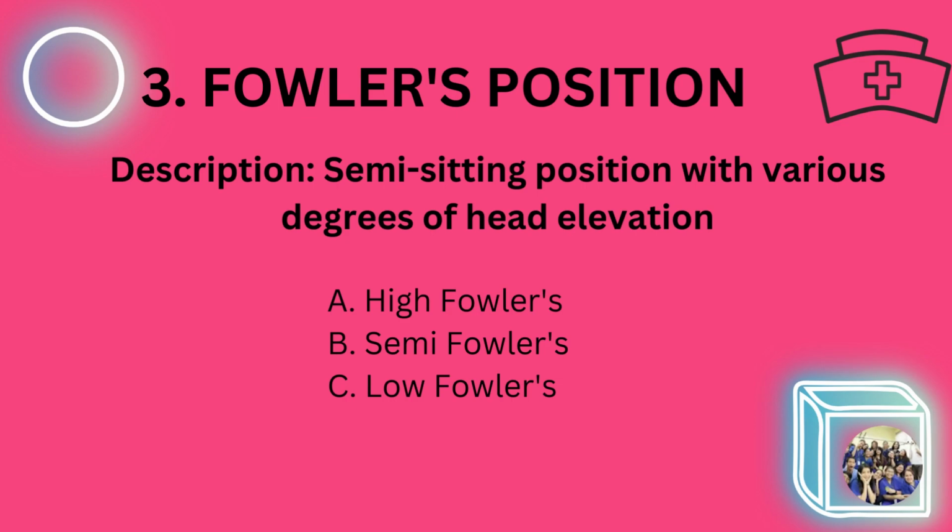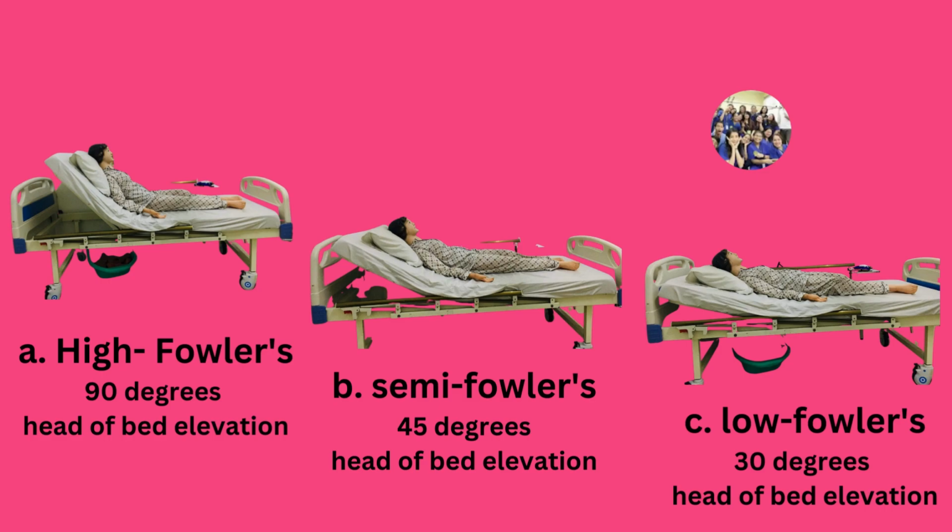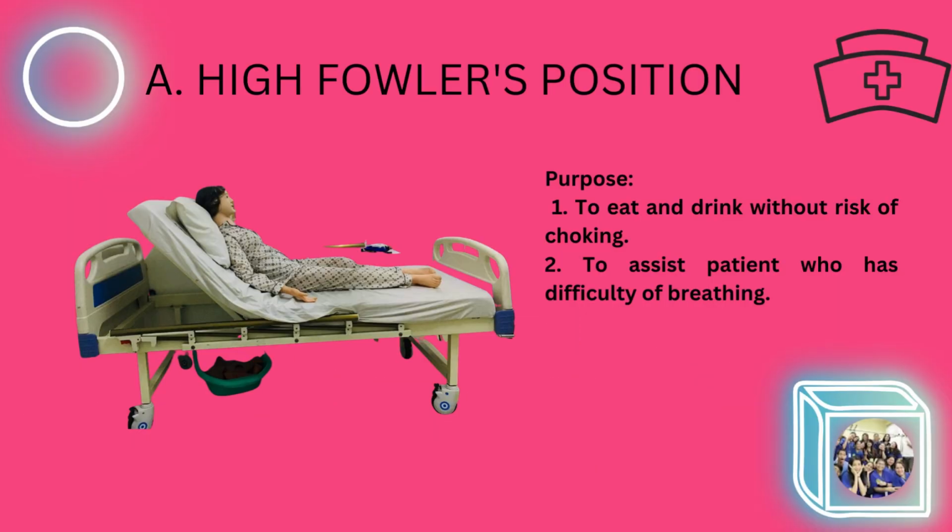So the third one is a Fowler's position. So semi-sitting position ito with various degree of head elevation. So meron tayong high Fowler's, semi-Fowler's, at low Fowler's. Okay, so these are the types of Fowler's position. So depende po sa head of bed elevation. So sa high Fowler's po, 90 degrees. Semi-Fowler's, 45. And sa low Fowler's po is 30 degrees head of bed elevation.